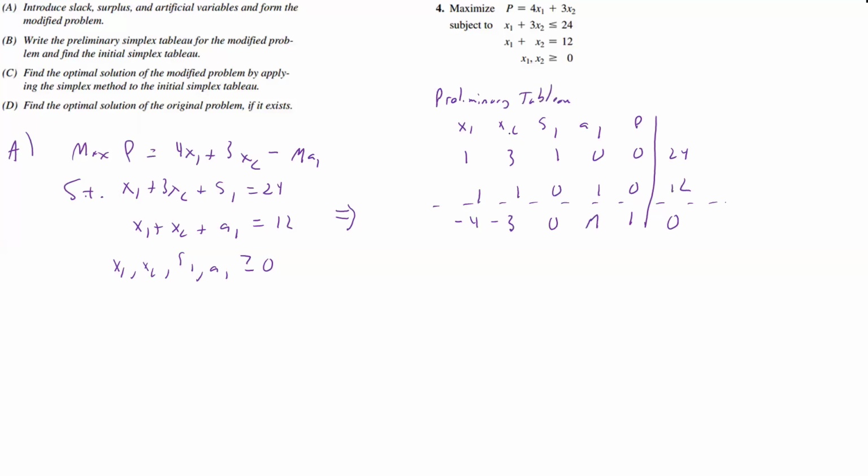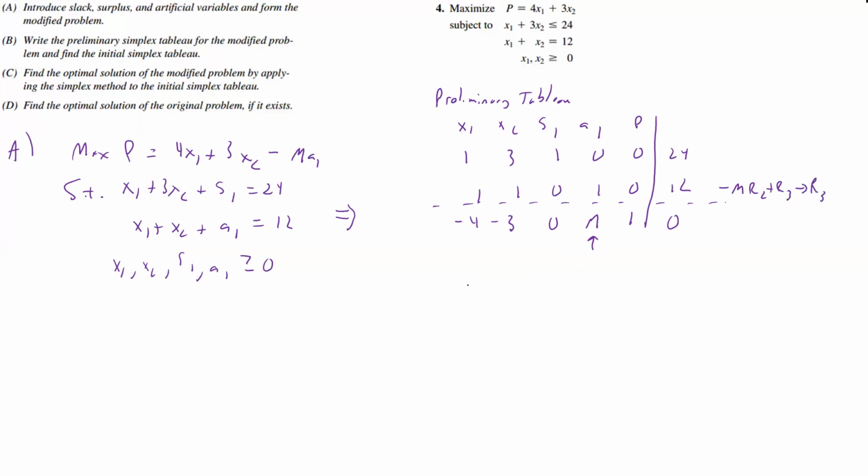Now, to get our initial tableau, we need to get rid of the M in our artificial column. What we need to do is take minus M times row 2 plus our row 3, and that can be our new row 3.